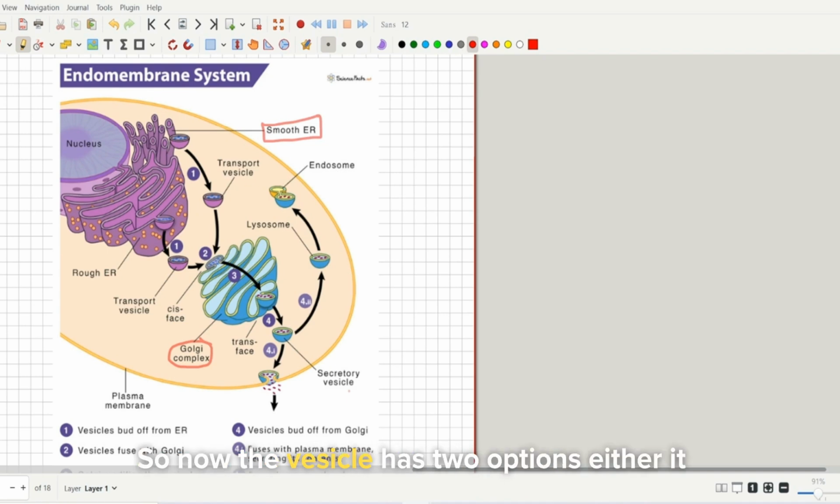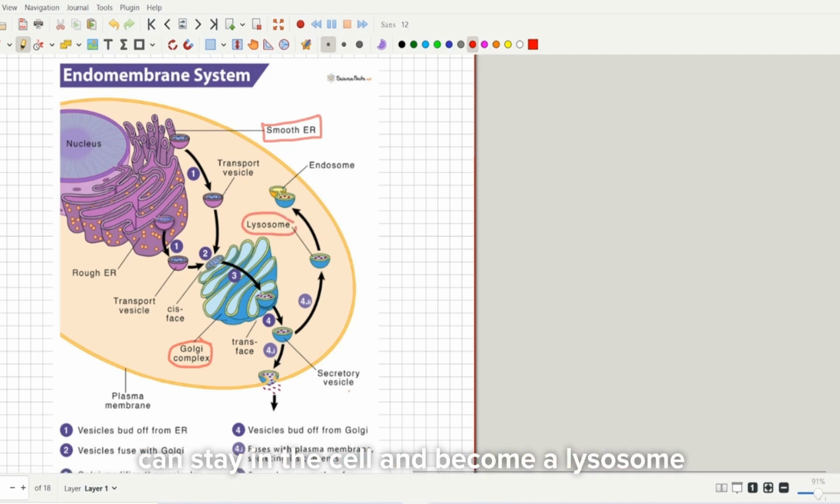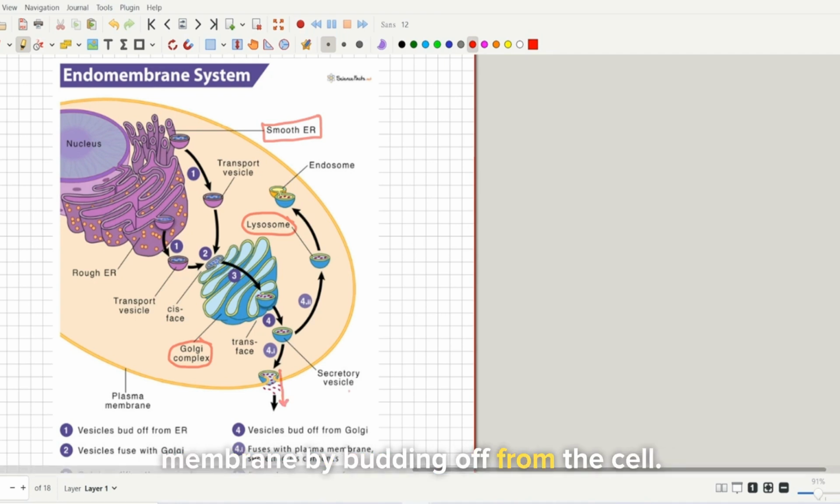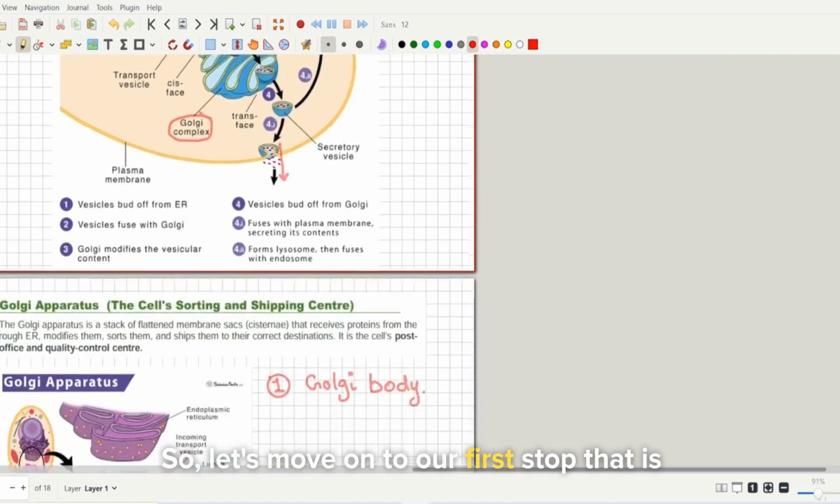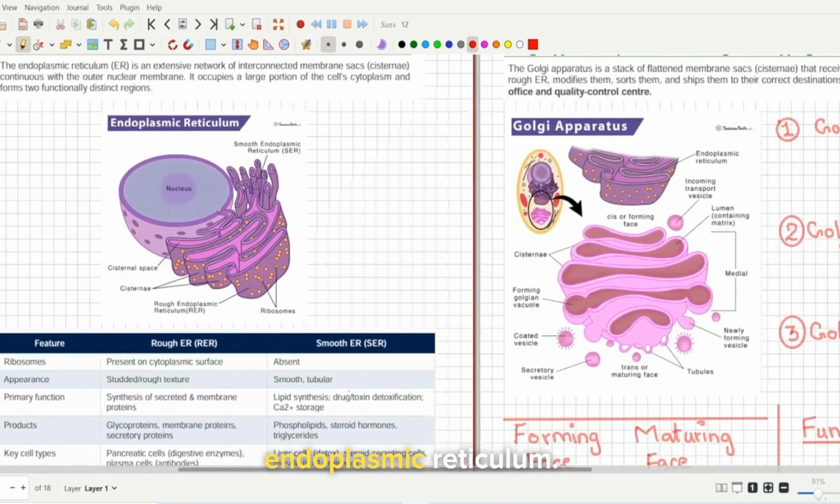Now the vesicle has two options. Either it can stay in the cell and become a lysosome, or it can be removed from the plasma membrane by budding off from the cell. So that's how these functions are connected with each other. The endomembrane system is the system in which these single membranous organelles are connected with each other in a function. We will discuss all these steps one by one in great detail. This was a bigger picture of what we will be discussing in single membranous organelles. So let's move on to our first stop, the endoplasmic reticulum.